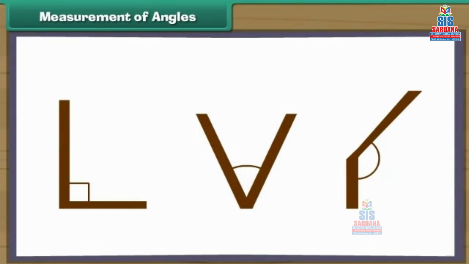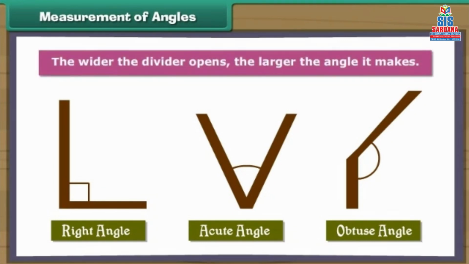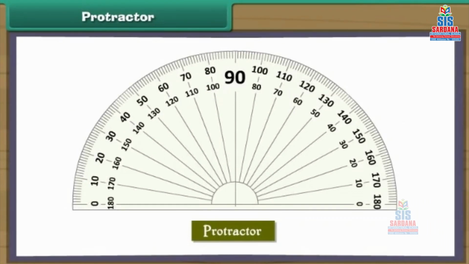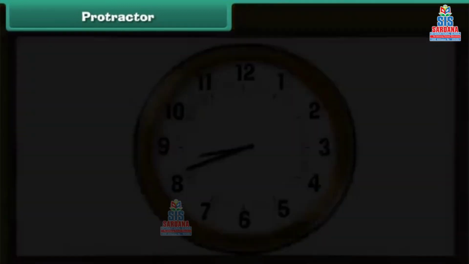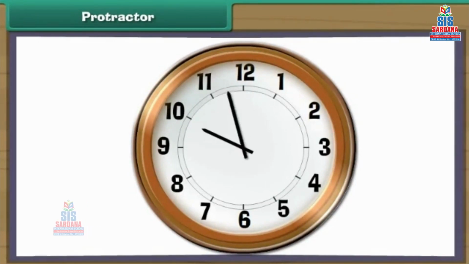Therefore, we can measure a right angle, an acute angle, and an obtuse angle with the help of a divider. The wider the divider opens, the larger the angle it makes. Protractor. Protractor is a semicircular geometric instrument. It has degrees marked on it from 0 to 180. Let us measure the angles made by the hands of a clock with the help of a protractor.